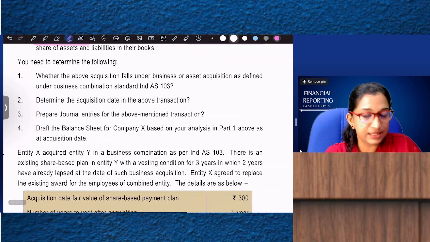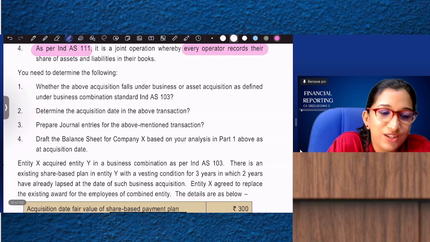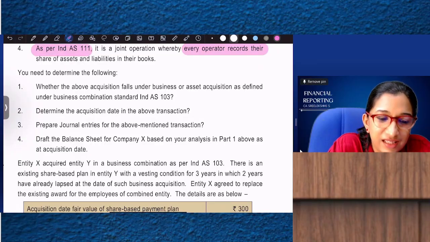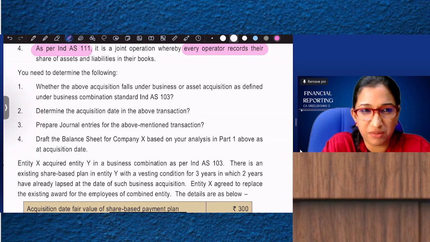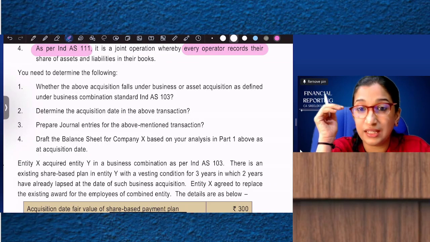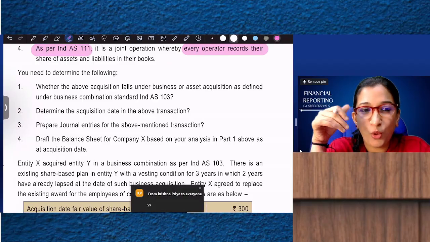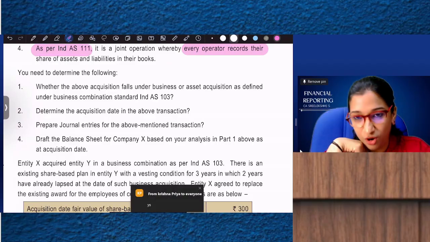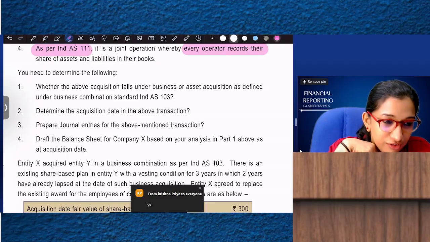So these are the questions. Shall we at least do some of it? We need to try this. I hope you will try it in your notebook. I am also going to try.